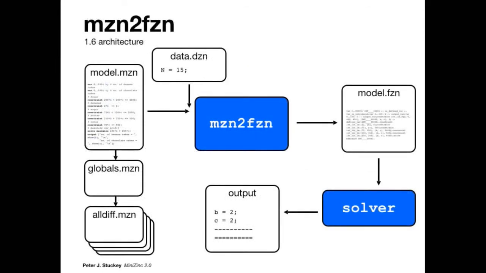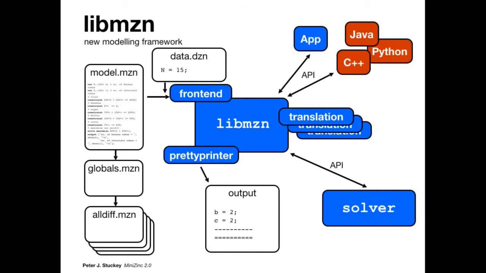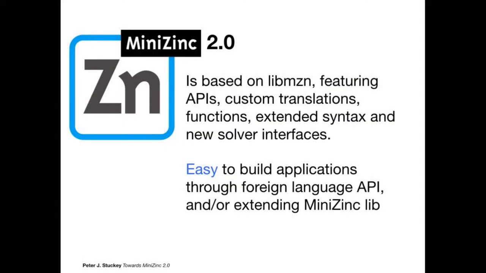And so this picture here basically becomes this one, where we have libmzn, and there's a front end, so we can use it just the same as we did, with the primitive outputs, but we've also got direct calls to the API. We can have an API from C++ or Java or Python directly into this. We've got translation passes, etc. And so this means that it's easy to build applications using this foreign language API and/or extending the MiniZinc library.